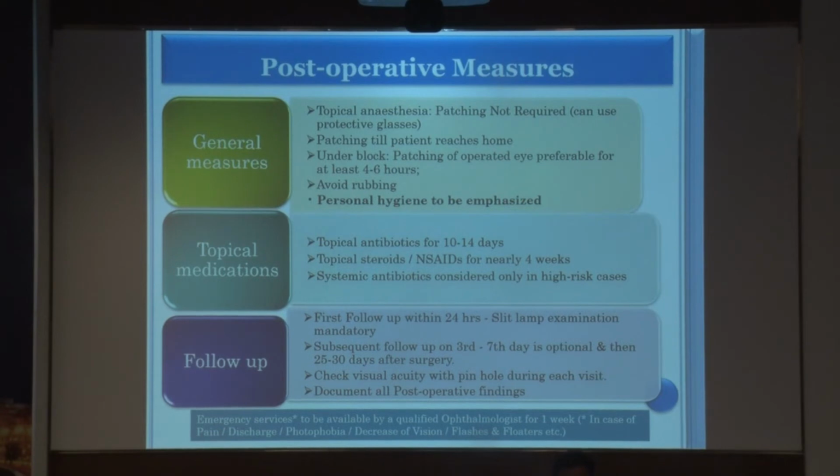Just for the sake of completion, it is always said that systemic antibiotics are used in high-risk cases, but the proportion of high-risk cases is very minimal. The first week is essential. Why? The first 24 hours are essential, and then the first week is essential as far as follow-up is concerned. That's why we follow up on day 1 and day 7, and then after that at 1 month. If nothing is there, on day 7 you can ask the patient to report if he has any symptom. Otherwise, he can come directly after 1 month.